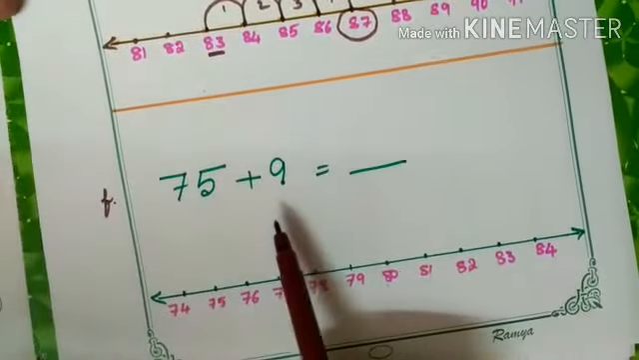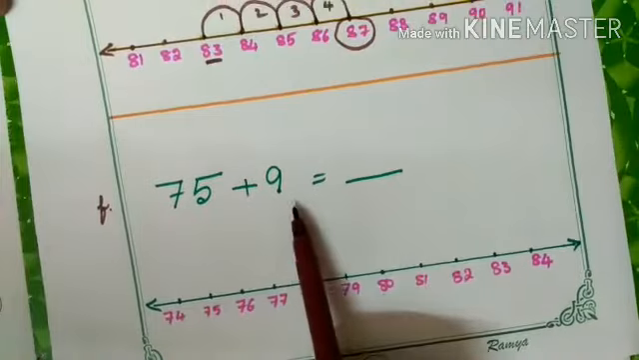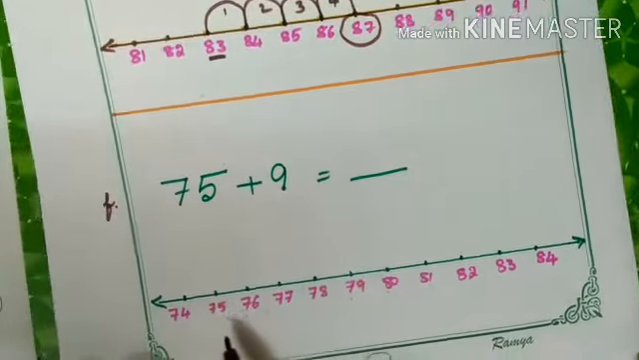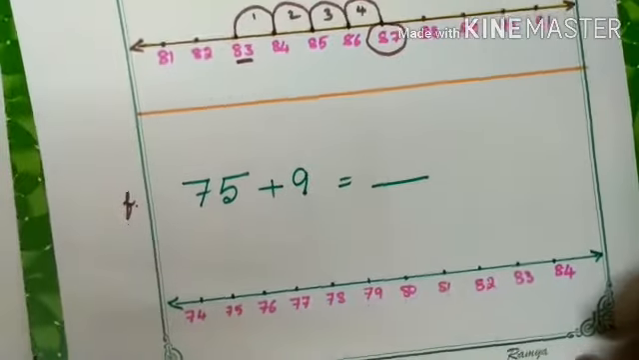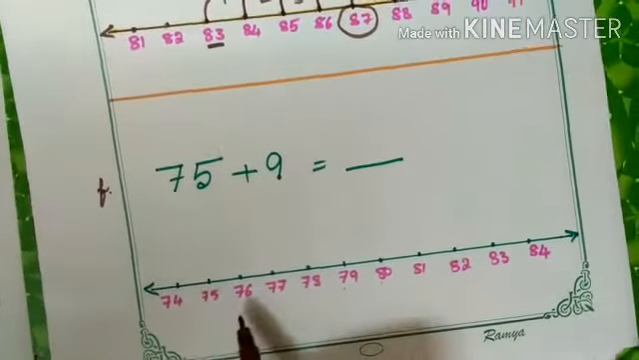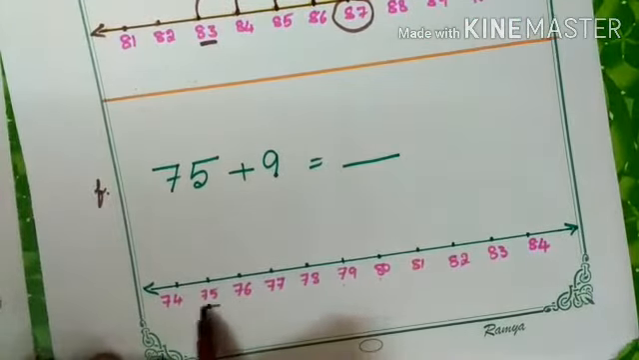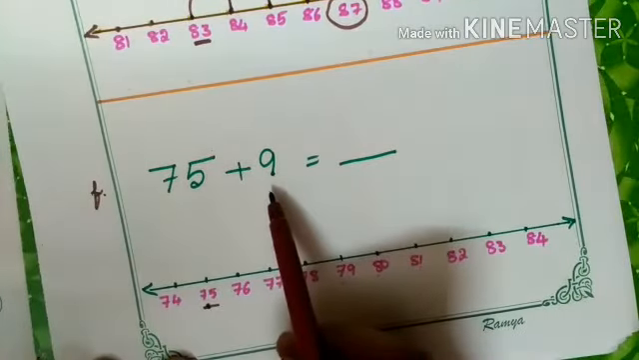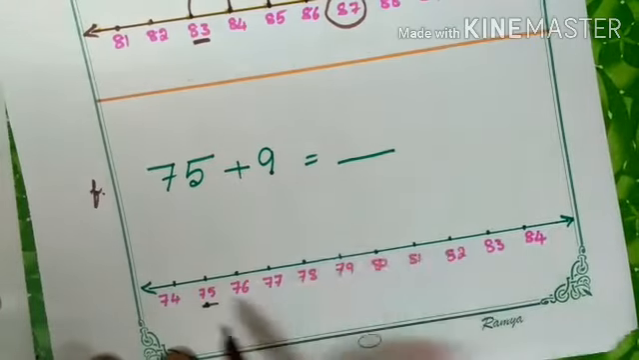75 plus 9. 75 plus 9, how much? Yes, first number is 75. Where is 75 in the number line? Yes, here is the 75. Now how many steps we should take forward? Yes, 9 steps we should take forward.